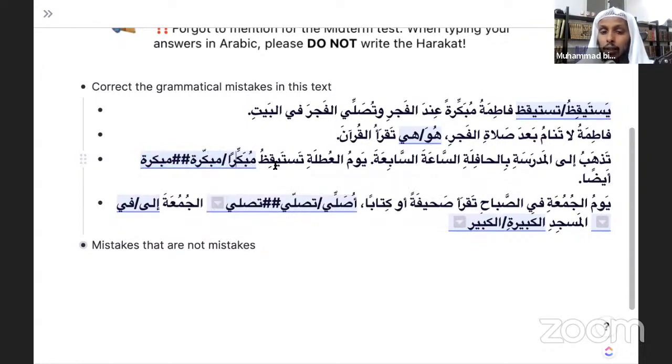So mubakkiran, the question said تستيقظ مبكرا. This is wrong. Why? Because Fatima is feminine. We are talking about Fatima, aren't we? تستيقظ, she wakes up, right? مبكرا is an adjective, صح? It's a sifa. So there has to be agreement. We have to use the feminine form by adding a ta marbuta. تستيقظ مبكرة. تستيقظ مبكرة, not تستيقظ مبكرا.